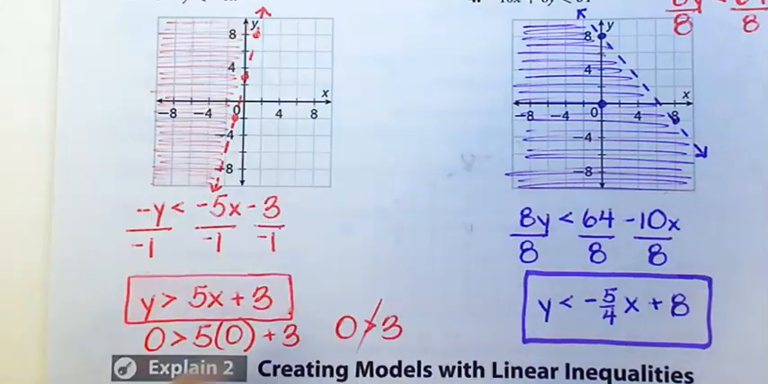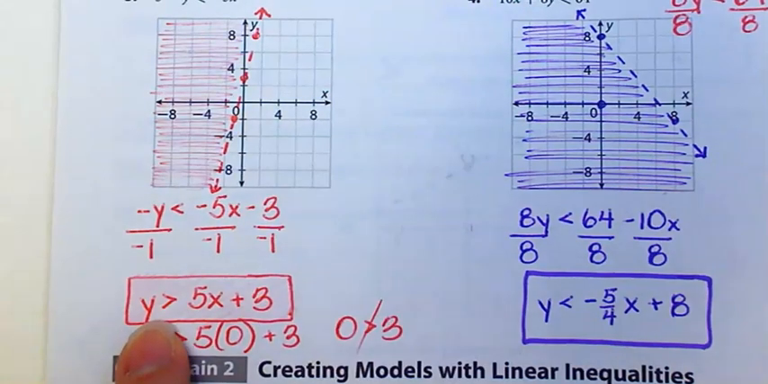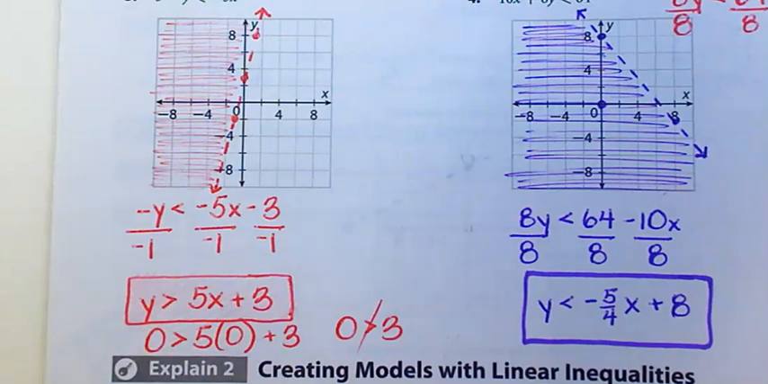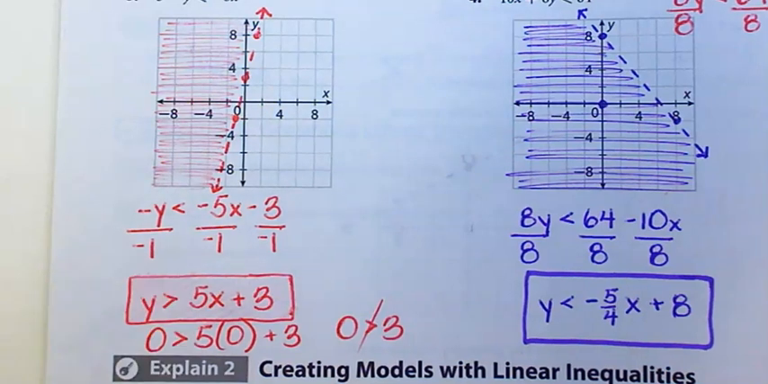All right. On number 3, when I solved for y, I got y is greater than 5x plus 3. Just a reminder, if you ever have to divide or multiply by a negative number when you have an inequality situation, you need to make sure that the sign flips. Which is what happened here.